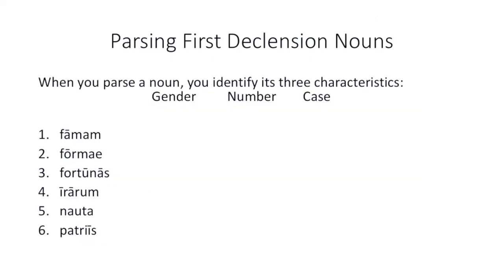So the next thing we need to talk about is parsing a noun. Remember, when you parse a word, you identify all of its categories, its qualities, its characteristics. So for a noun, that will be its gender, number, and case. For famam, you know from its dictionary entry that it's feminine. And then you know its number is singular because the am is a singular ending that happens to go along with the accusative case. So that's the accusative. Why don't you practice with the rest and figure out what those will be?